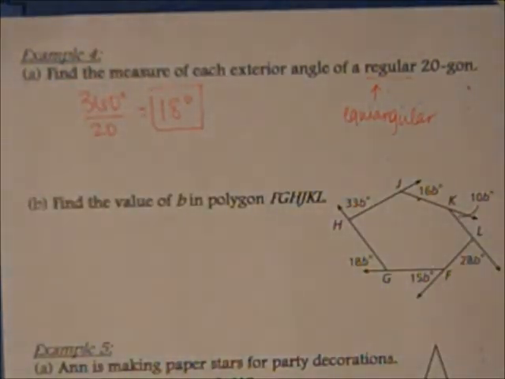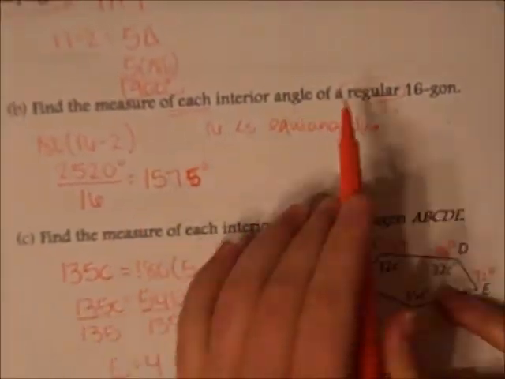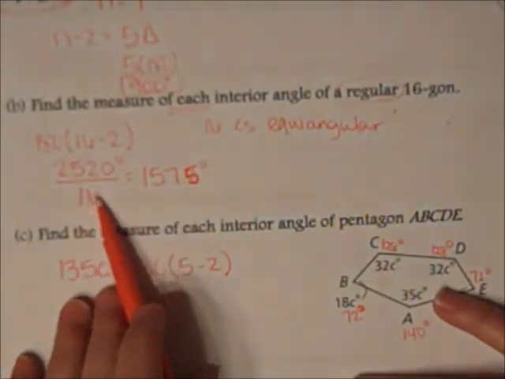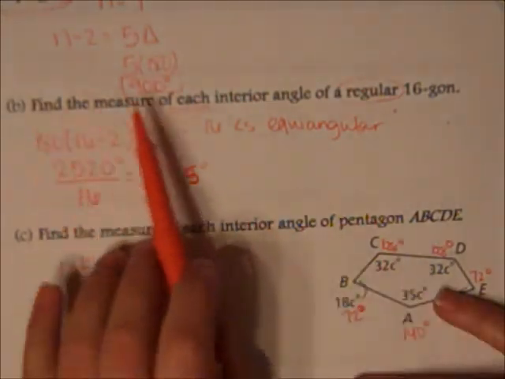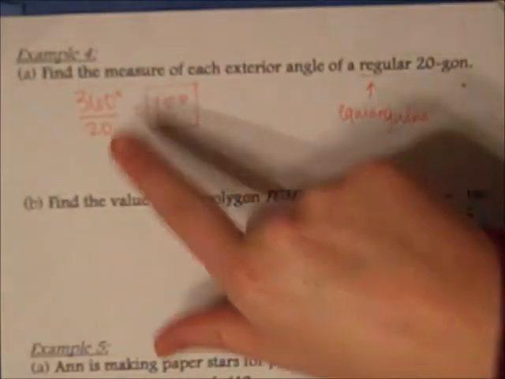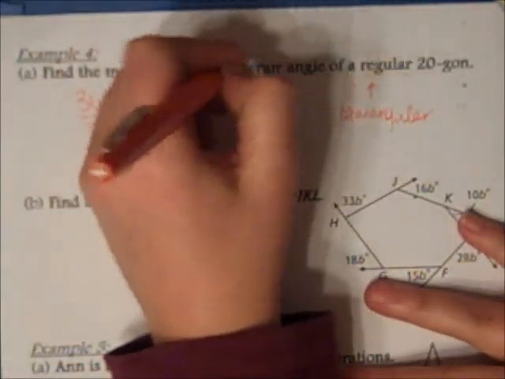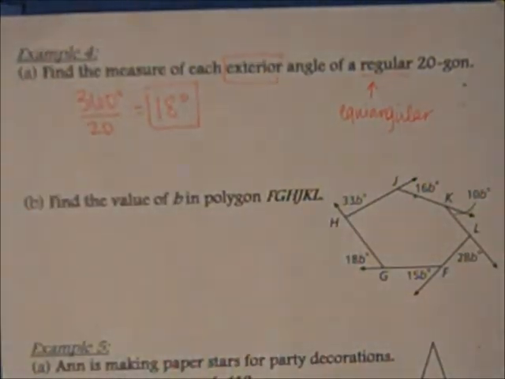Good. So that one's very similar to this last example that we did here where we had a regular 16 gon, so we divided by 16. Only I didn't have to do the formula. I could just use the 360 because I am talking about exterior angles.